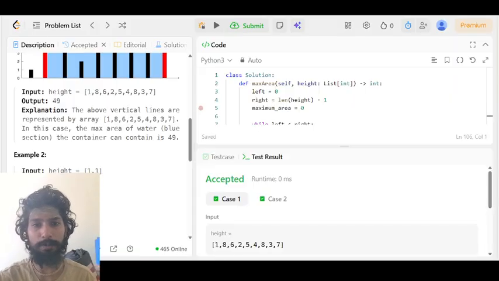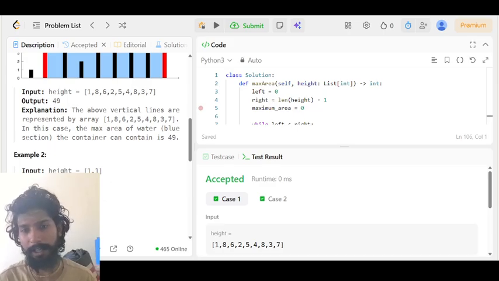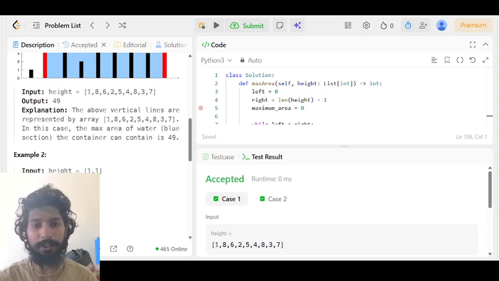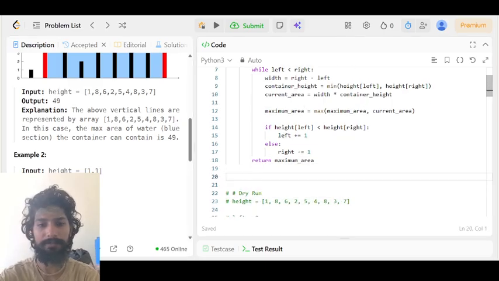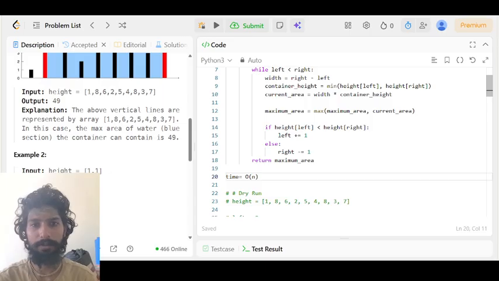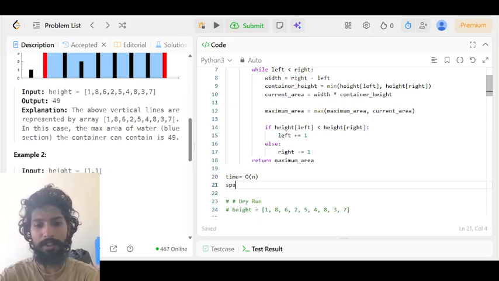So each pointer moves only towards the center. The left can move at most n times, and right can also move at most n times. Therefore, the time complexity is O(n), and we only use a few variables. So the space complexity is O(1).